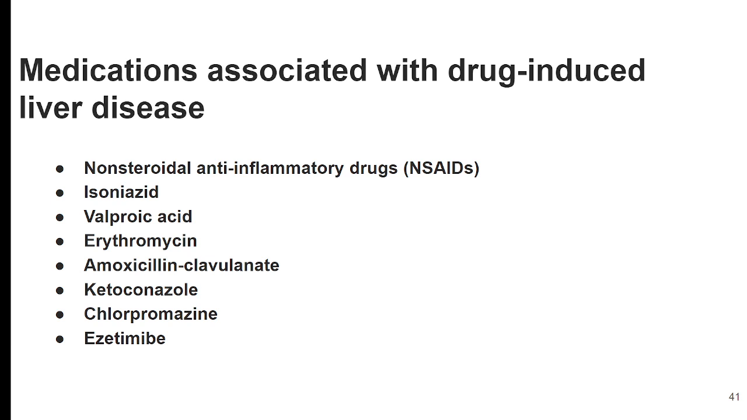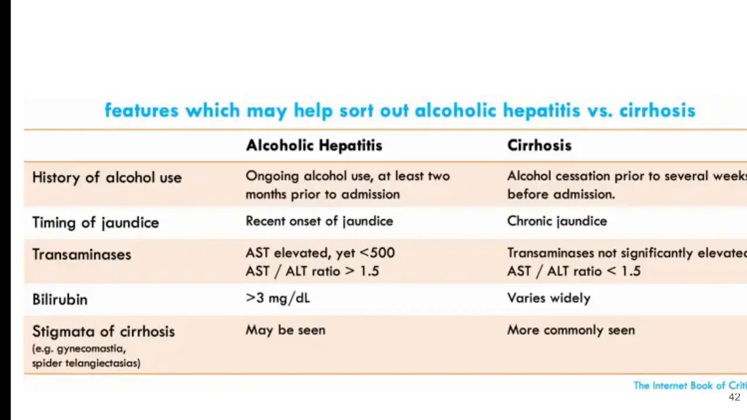And along with that, other drugs like antitubercular drugs such as isoniazid, anti-epileptic drugs like valproic acid, and antibiotics like erythromycin and amoxicillin can also result in liver disorder. Antifungal drugs like ketoconazole can also result in liver disorder. This of course is comparatively not a huge issue, but it still has some clinical significance. Paracetamol, it has to be well known.